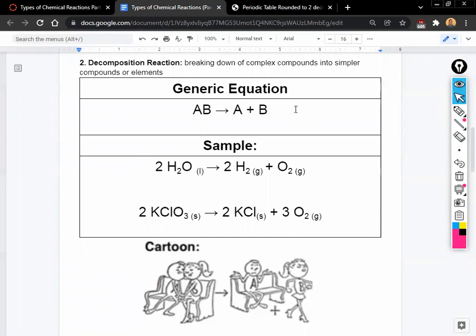All right, any questions on synthesis and decomposition? Again, you guys don't need to copy all this down. These examples are all there for you. Just understand synthesis is coming together. Decomposition is breaking apart.